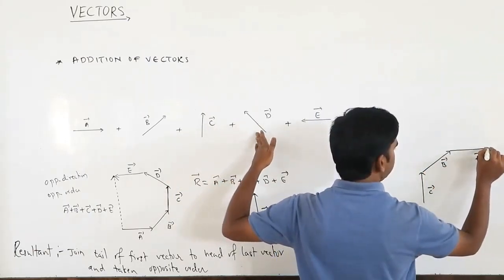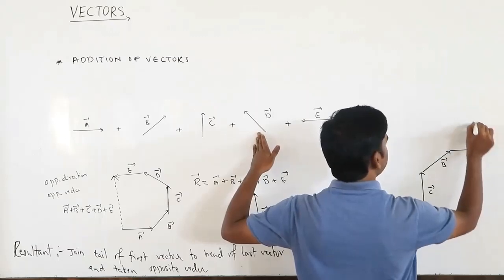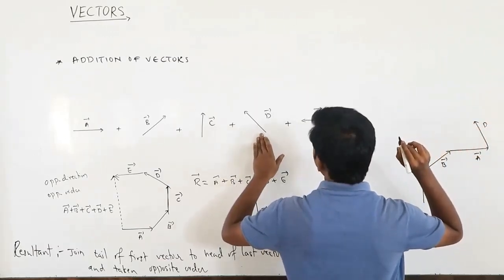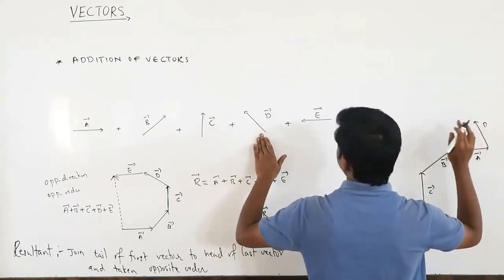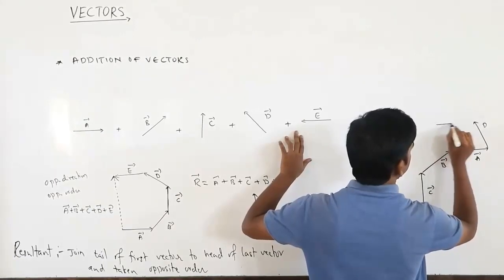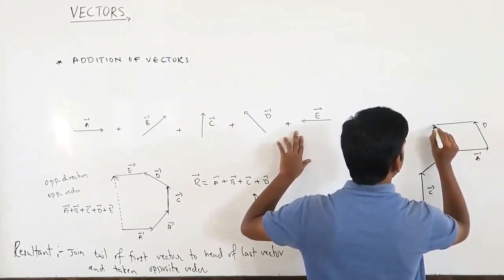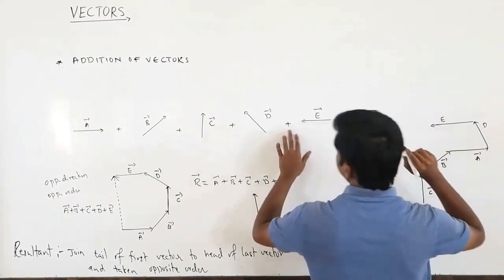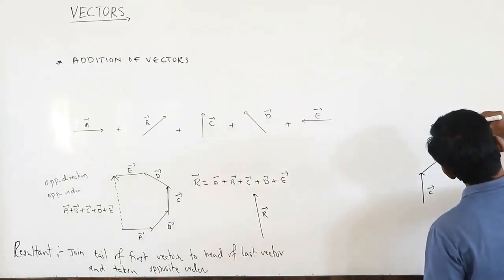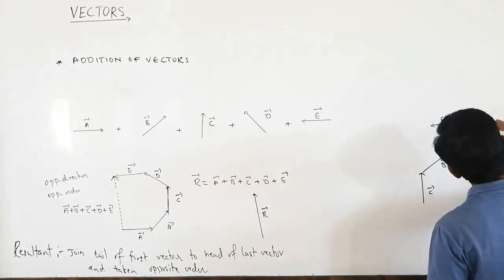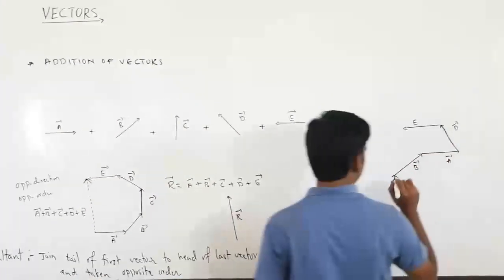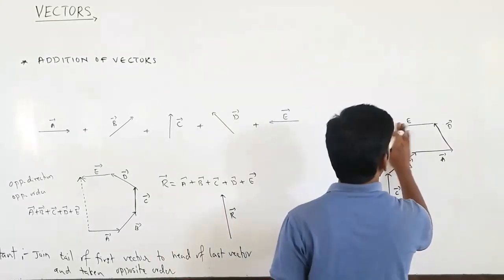Then you can take D. So D, where is D? D is in this direction. This is what the D. Then again, what about the E? E is here in this direction. Okay. So this is what the E. D is a little crossed. So this is what your vector D. So this is going to be your vector E.